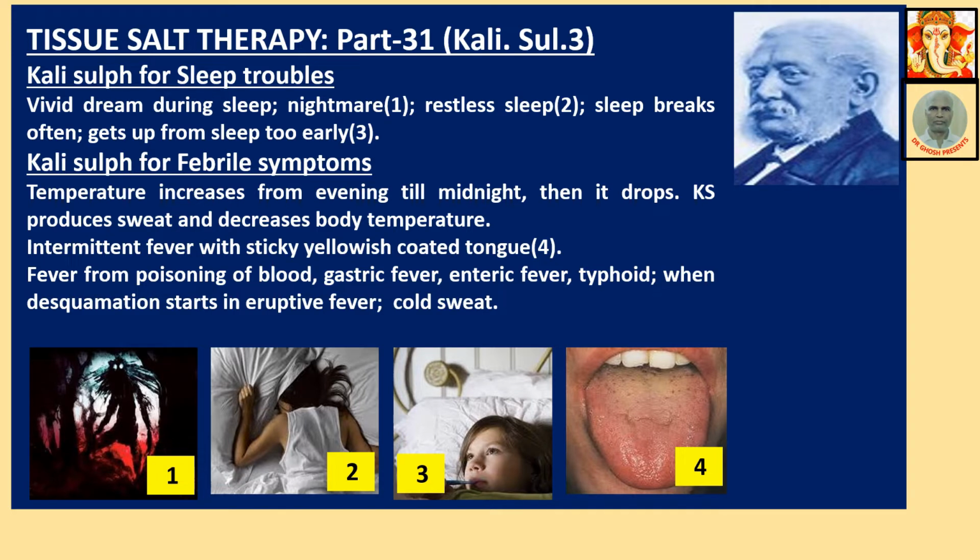Picture 4. Fever from poisoning of blood, gastric fever, enteric fever, typhoid, when desquamation starts in eruptive fever, and cold sweat is there. For all these conditions, Kali Sulph is the medicine. Please read it again and again. These are very important symptoms, and you will face this type of patient in the chamber very often.